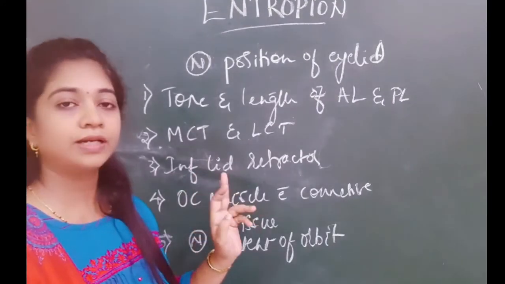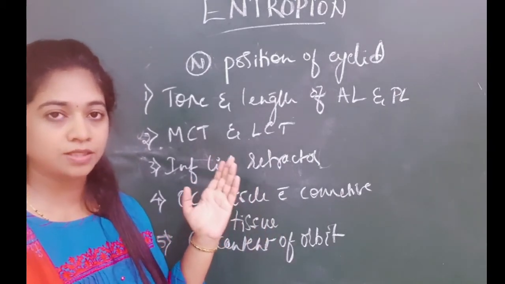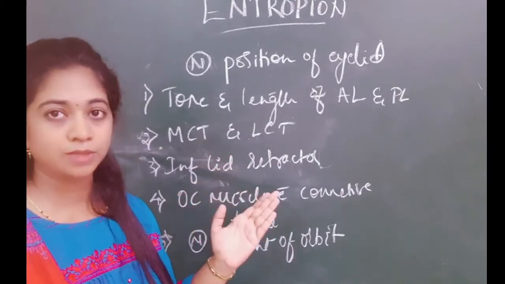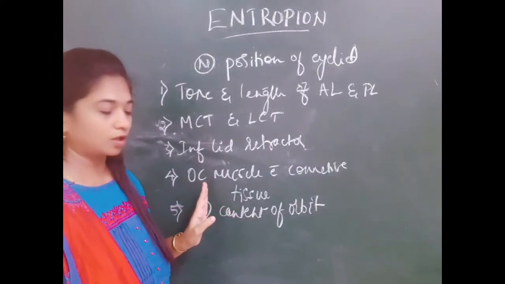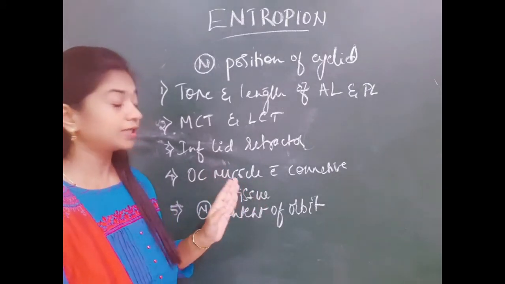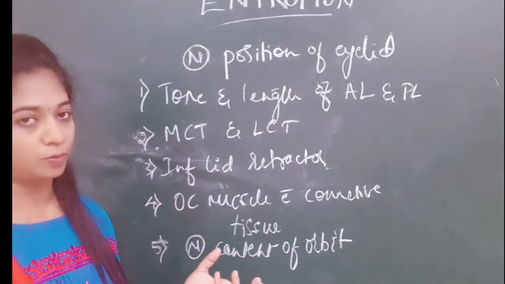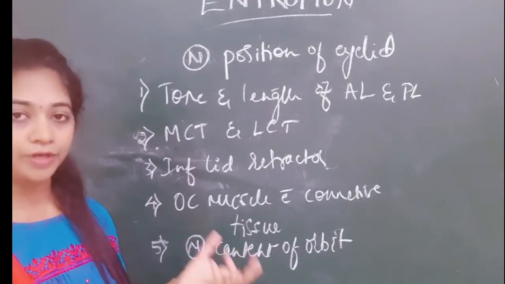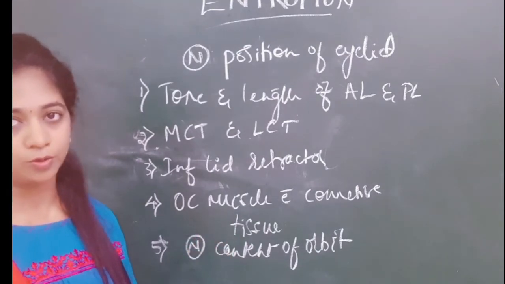The third is the inferior lid retractor, which is attached to the tarsal plate from below and keeps the eyelid in the normal position by giving vertical stability to the eyelid. And the fourth one is the orbicularis oculi muscle with its normal functioning connective tissue, thereby keeping the muscle in its position. The fifth one is the normal content of the orbit. Especially in case of entropion, if there is shrinkage of the orbital content, it can give rise to entropion.